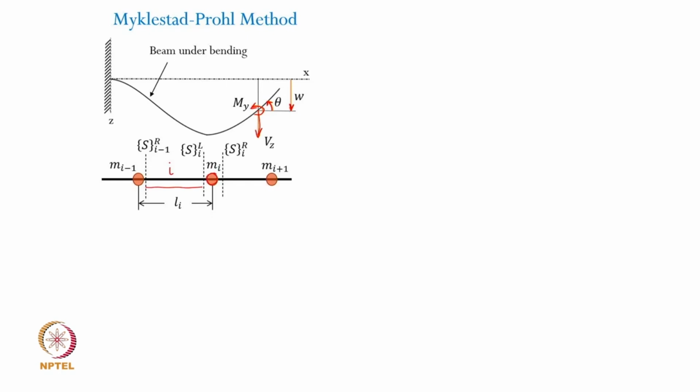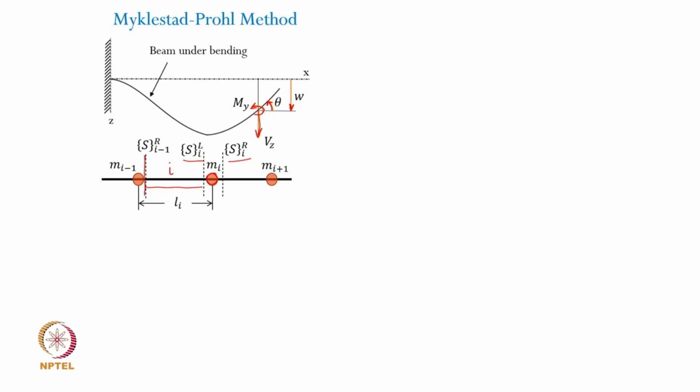And on the right side of this ith mass, you have a state vector Si on the right side and Si on the left side. Okay, so this is something very similar to our Holzer method, so I need not elaborate too much into this. The state vector on the right of the previous segment's lumped mass, that is mi minus 1, will be S right of i minus 1.